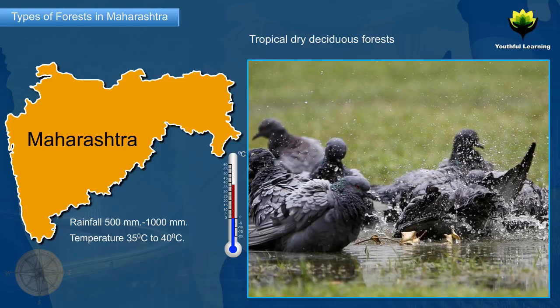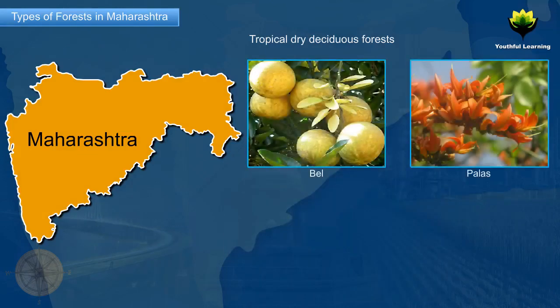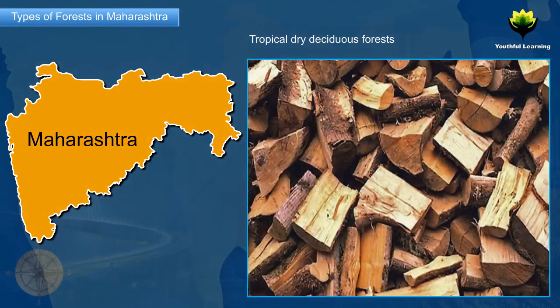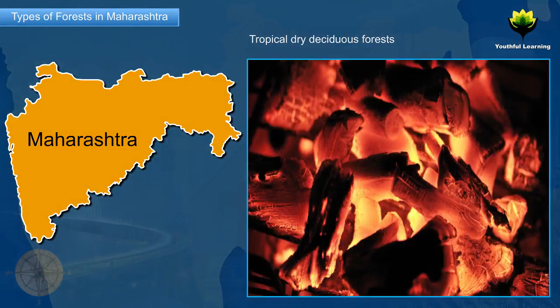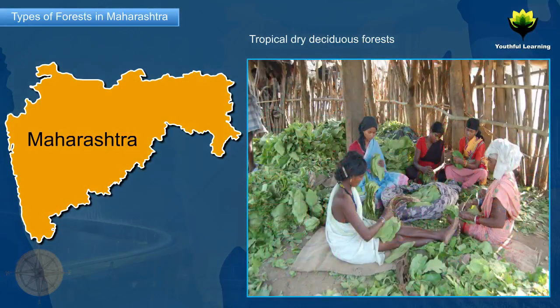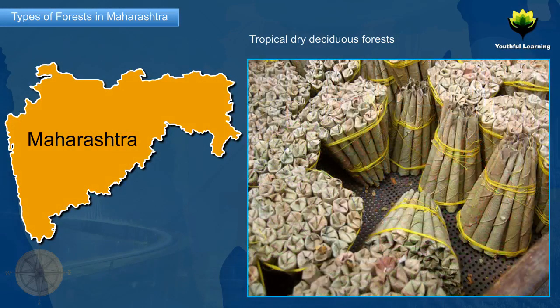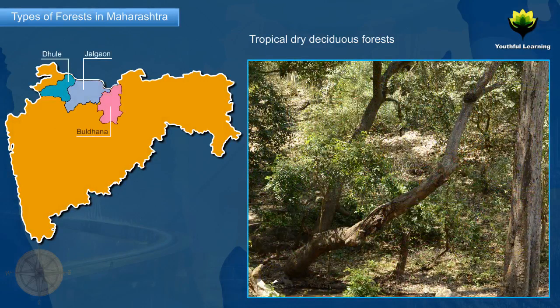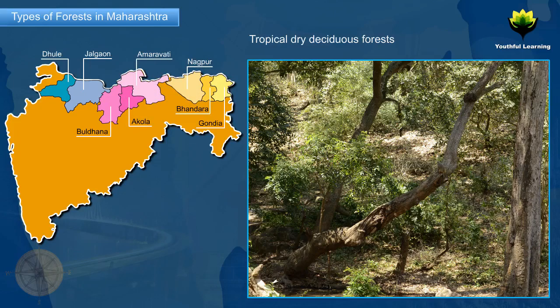Trees found here include bale, palas, anjan, etc. Wood from these trees is used as firewood. Tendu leaves are used to make beedi. These forests are found in Jalgaon, Dhule, Buldhana, Amravati, Nagpur, Bhandara, Gondia, and Akola districts.